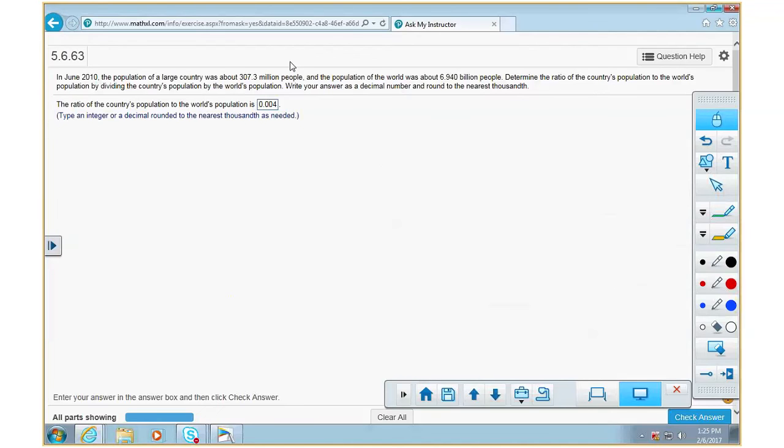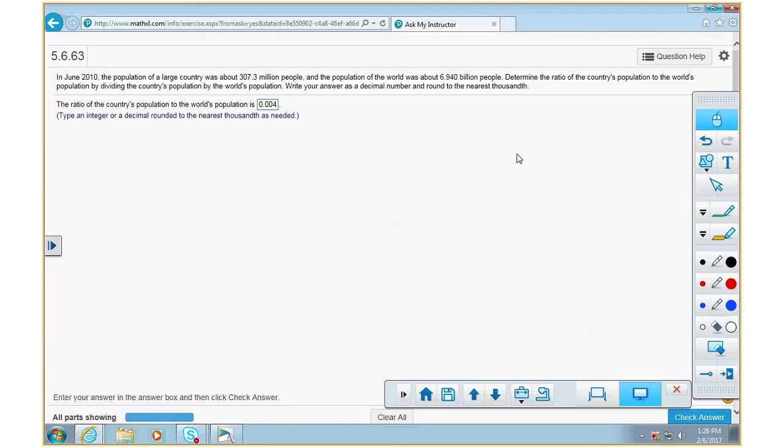Any word problems having to do with scientific notation is a very high possibility test question, especially anything to do with science. In June 2010, the population of a large country was blah, blah, blah. The population of the world, blah, blah, blah. Determine the ratio of the country's population to the world population by dividing. Well, it tells you what to do. It says divide the country's population by the world's population.